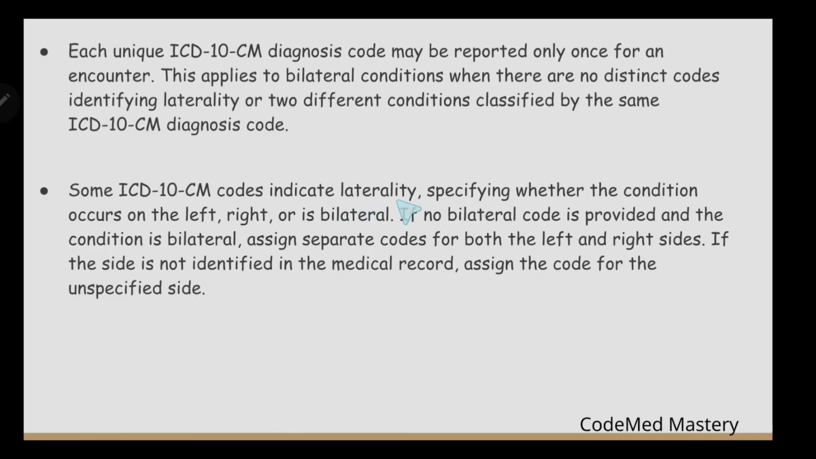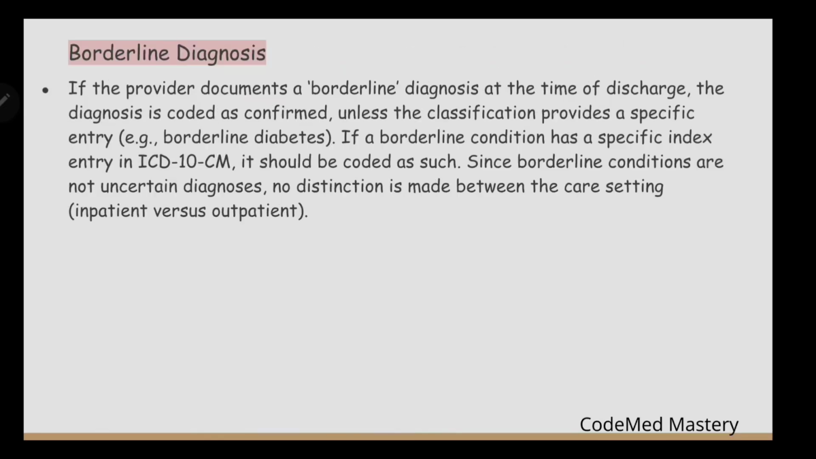Next is laterality. Some ICD codes indicate laterality, specifying whether the condition occurs on the left, right, or is bilateral. If no bilateral code is provided and the condition is bilateral, we have to assign separate codes for both left and right sides. That is when the ICD codes specify whether the condition occurs on the left or right side. If the side is not identified in the medical record, we have to assign a code for unspecified side.